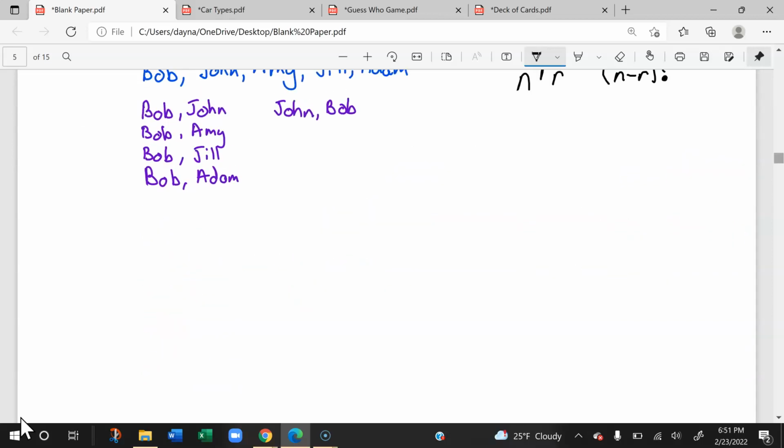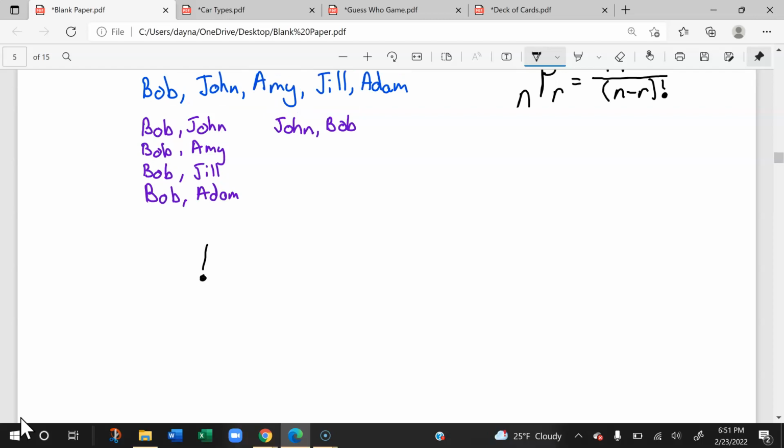Now with that exclamation point, exclamation is what we consider a factorial. What factorials do is it takes that number and multiplies it down to 1. So if I say 4 factorial, it's going to start with this number 4, and it's going to multiply all the way down, times 3, times 2, all the way down to 1. So I would have 4 times 3, which is 12, times 2, which is 24, times 1, which is 24. So 4 factorial is 24.